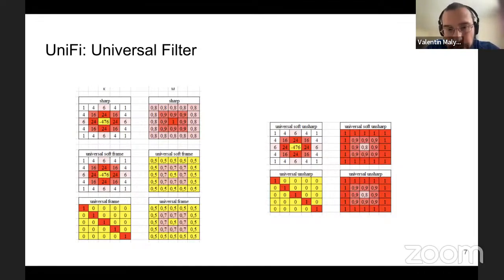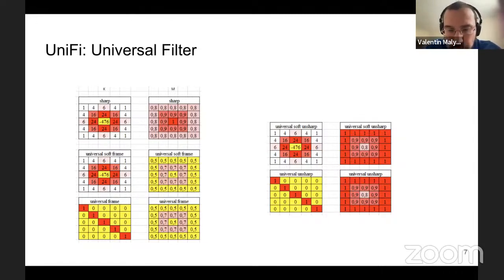For example, we have soft and sharp variants for this universal filter, or soft sharp variant. They're pretty different in that the matrix for unsharp is in some way an inversion of sharp. It's not an inversion in the mathematical sense. It's more, if you allow me to say, in the temperature sense. So for unsharp, the softest part is in the center.